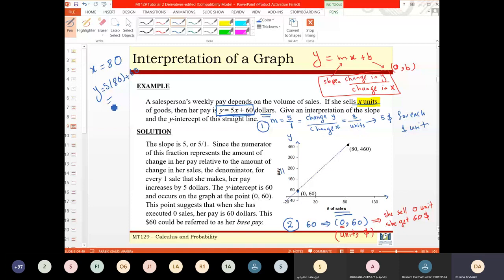Now this is the initial, Mohammed. Initially, if 0 units, it's $60, and after that you start to get $5 for each 1 unit. Initially it is $60 without having sold anything. Then for each 1 unit more, $5. Okay, we are almost done with this. So this is 460.